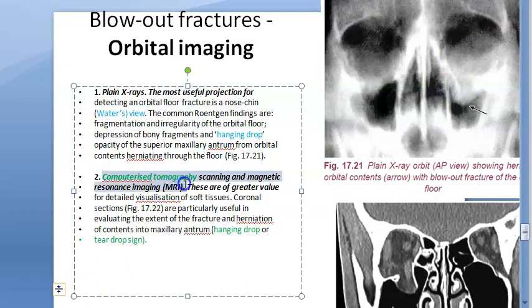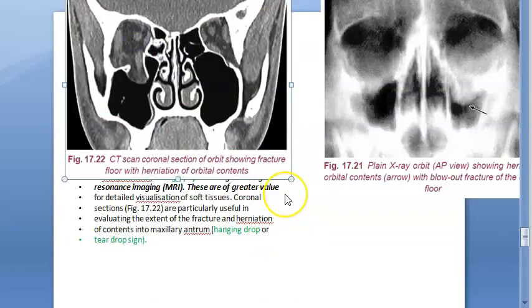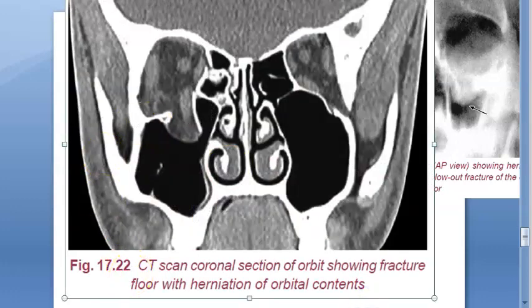Here they're talking about computerized tomography and MRI, great value they are saying. So what will you see in the coronal sections? Herniation of contents into maxillary antrum, that is called as hanging drop or teardrop sign. Okay. So what do you think? Is this the orbit, by the way?